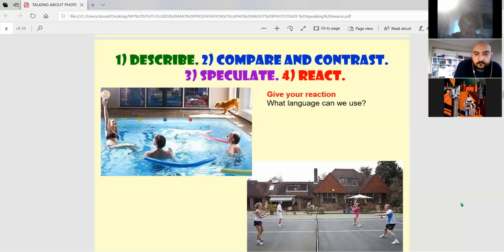Also because there is a very lovely dog in the back, and I really like animals. But I totally wouldn't like to be in the picture on the right, because I really hate team sports. So it could be a really sad moment for me to be in that picture.